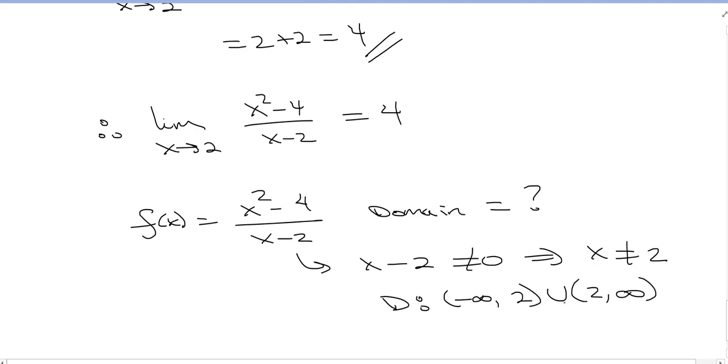So we're asking, what are the y values doing near x equals 2? Because clearly, to the left of 2, you have y values. To the right of 2, those x values have y values. So our question is, what are those y values doing? And so this limit is telling us they're close to 4. So let's look at the graph of this function.